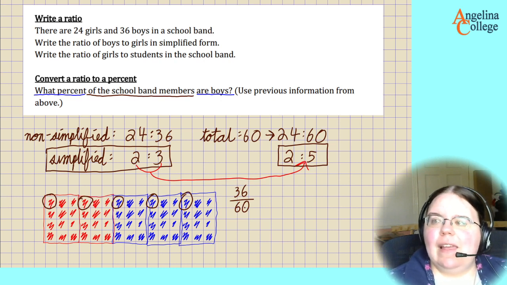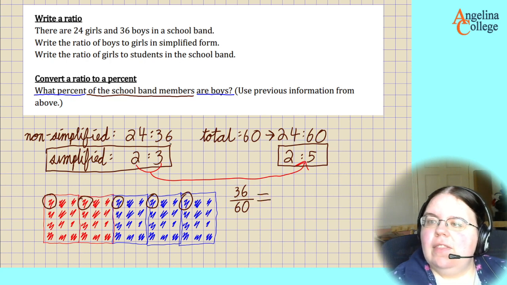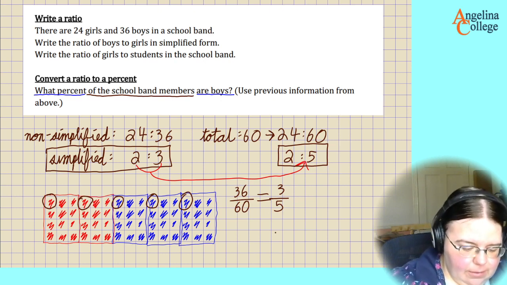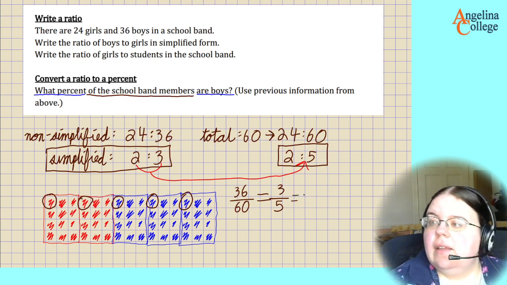But there's a lazy like a mathematician method. It turns out that's the same as the simplified 3 boys out of 5 students. From there, we would proceed the same way. Stick it in a calculator. 3 divided by 5 is the decimal 0.6, but it asked us for this as a percent. So that would be 60%.